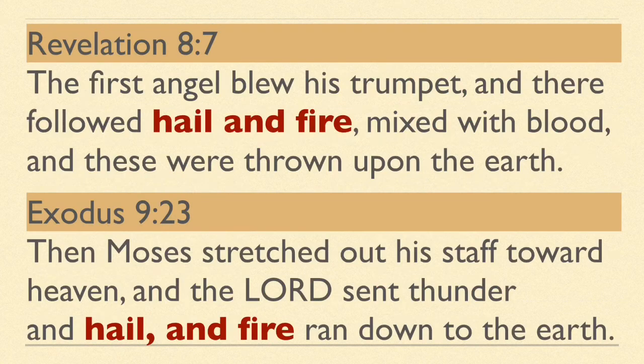Revelation chapter 8, verse 7. The first angel blew his trumpet, and there followed hail and fire mixed with blood, and these were thrown upon the earth. Exodus chapter 9, verse 23. Then Moses stretched out his staff toward heaven, and the Lord sent thunder and hail, and fire ran down to the earth.